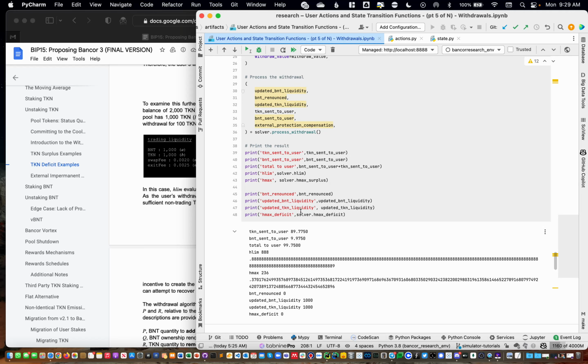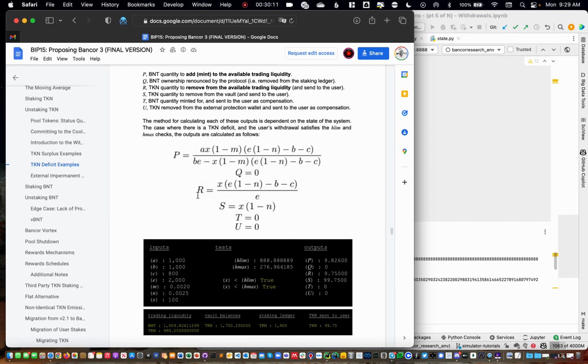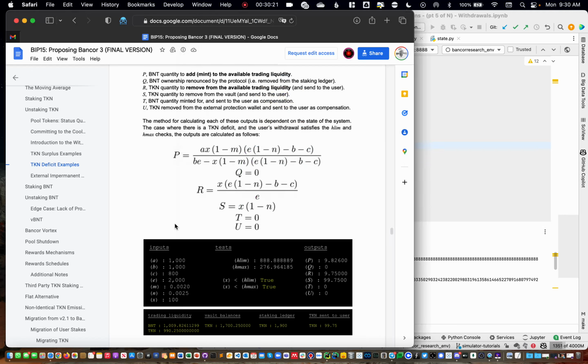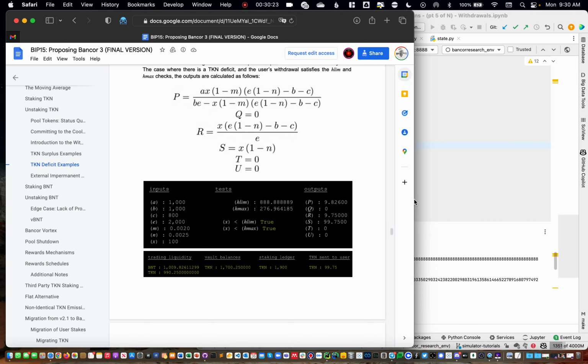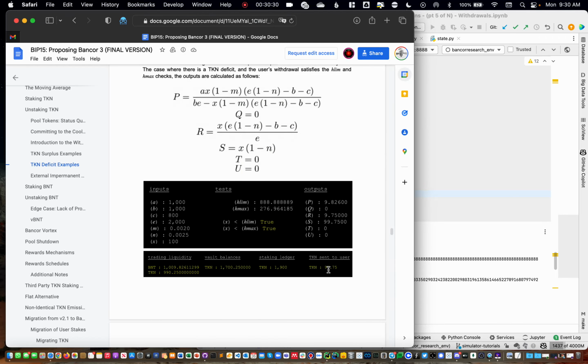So we can look here and see what the resulting output is for these different states. Now, TKN sent to user 89, 7750 and 9750, right? And we come out with 99.75 for the total sent to the user. So TKN sent to user 99.75.